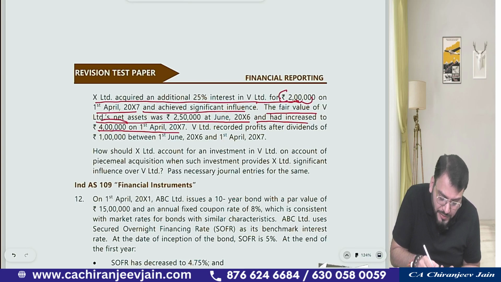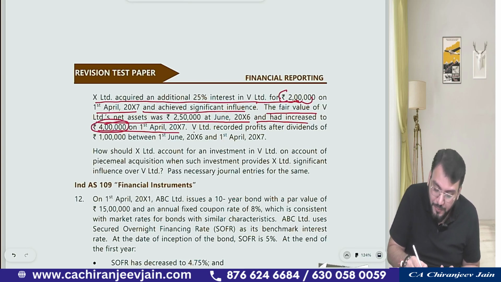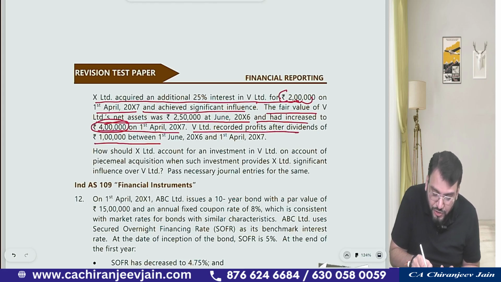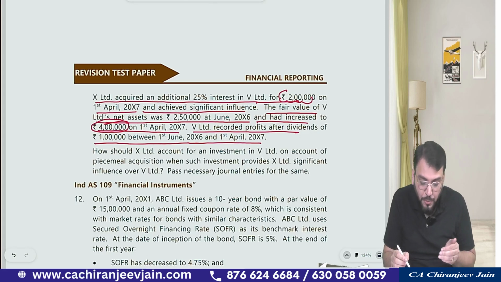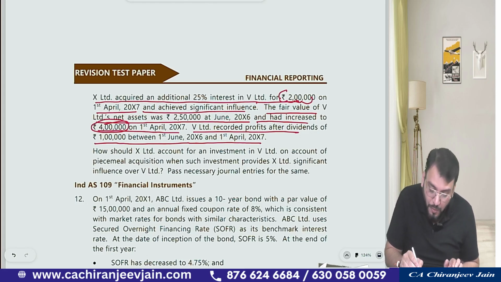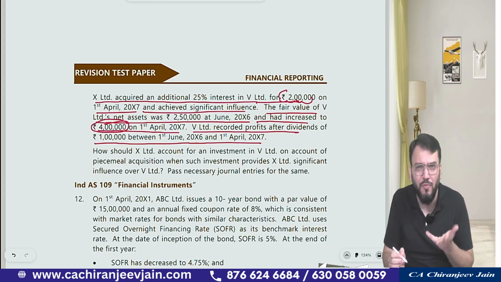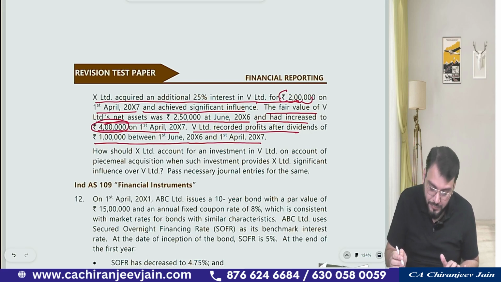So can you say we are concerned about this? V Limited recorded a profit after dividend of rupees 1 lakh between 1st June 2006 and 1st April 2007. It means what they want to say, what is the profit after dividend from 1st June 2006 and 1st April 2007 is 1 lakh. This information is not relevant, I will say.